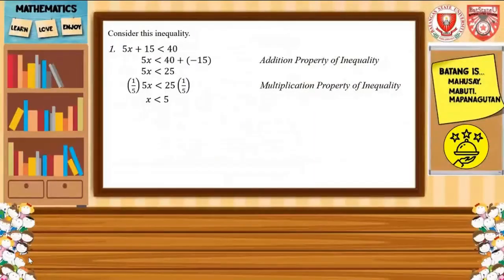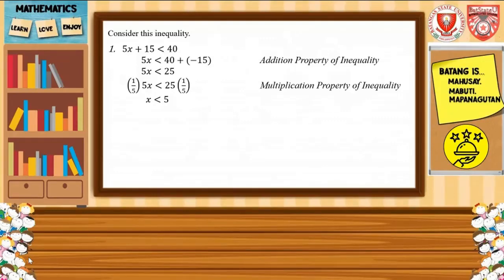Number 1, we have 5x plus 15 is less than 40. We can rewrite it as 5x is less than 40 plus negative 15 by the addition property of inequality. Then 5x is less than 25, because 40 plus negative 15: subtract the two because we have unlike signs. So 40 minus 15 is 25. Get the sign of the highest number. We have 40, and the sign of the highest number, which is 40, is positive.